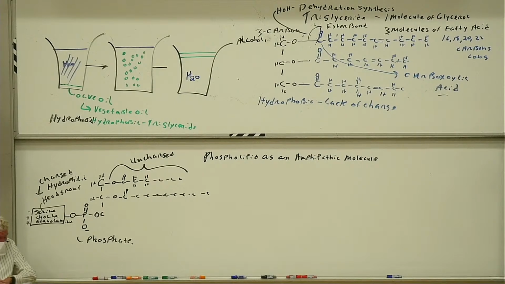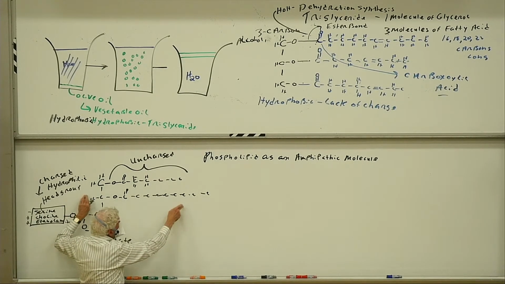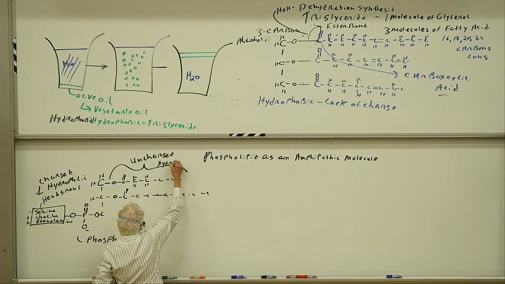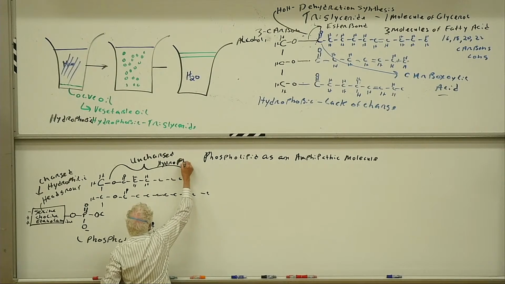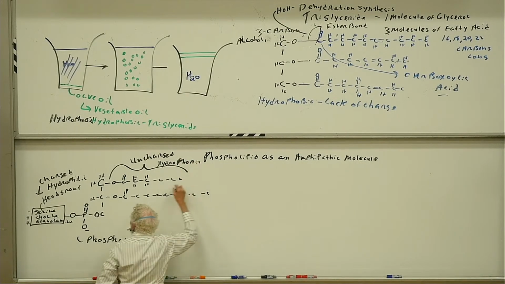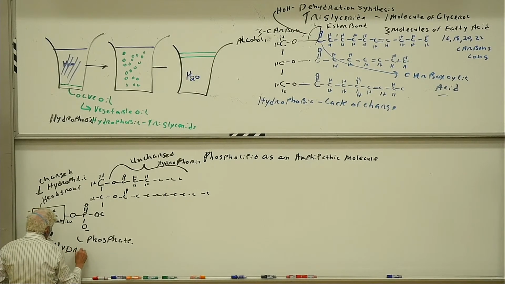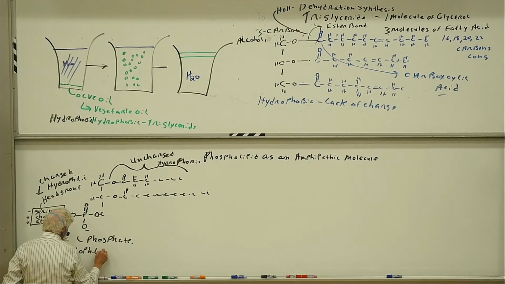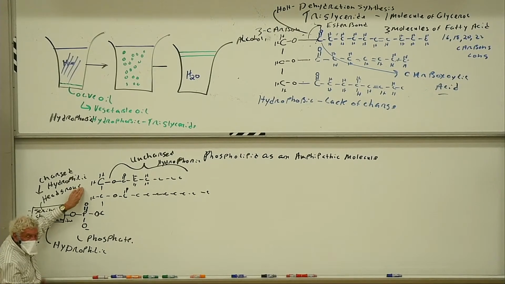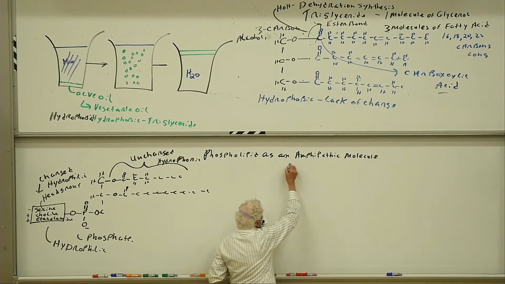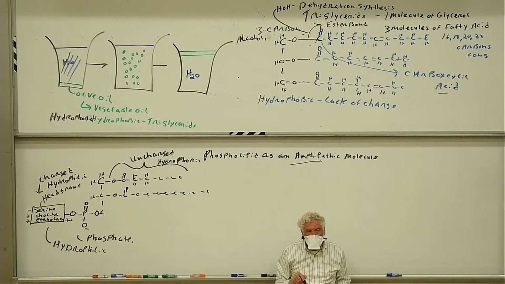So what we've done here is we've generated a molecule which has this region which is uncharged and hydrophobic. And this region of the molecule which is hydrophilic. It has both hydrophilic and hydrophobic characteristics, so therefore it's said to be amphipathic.